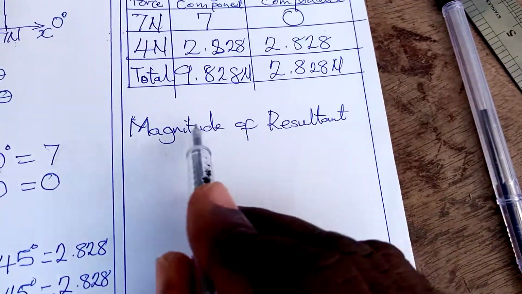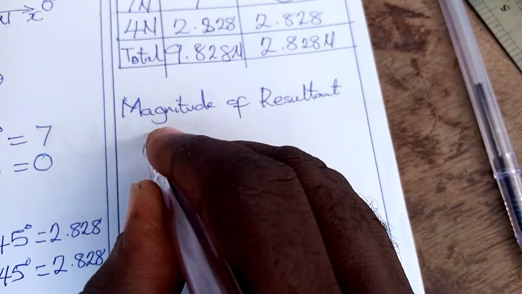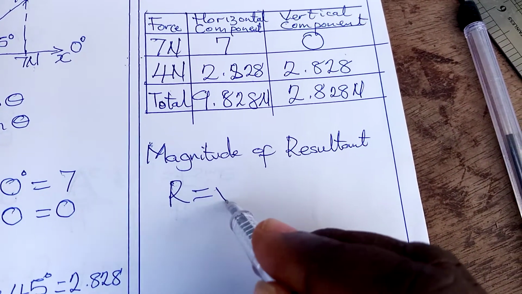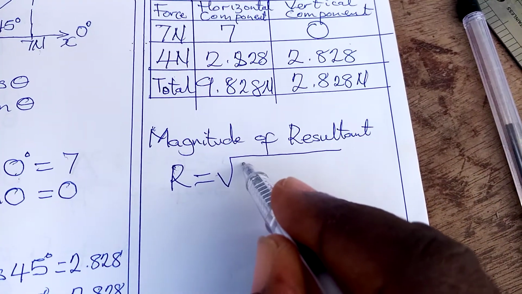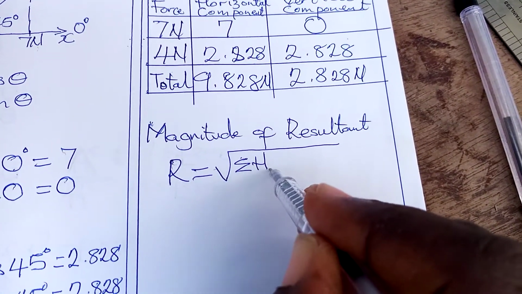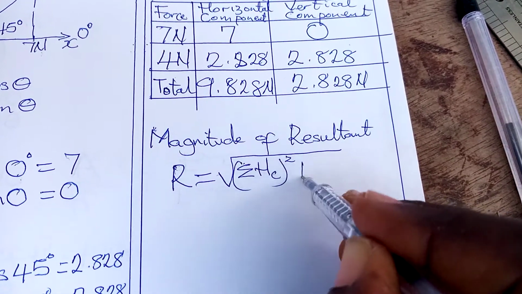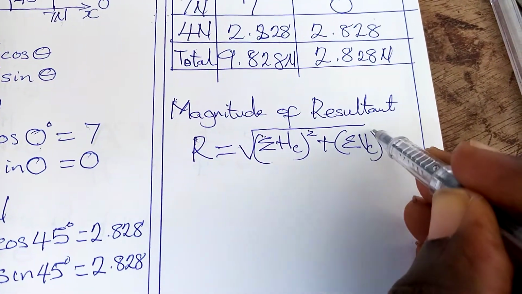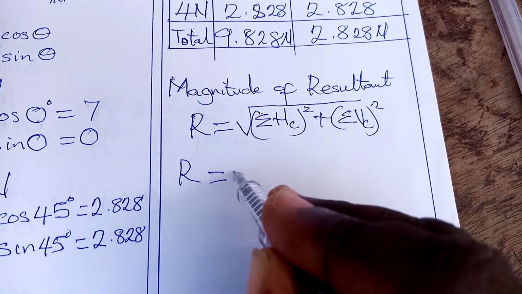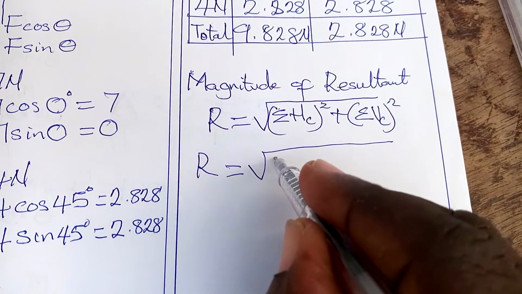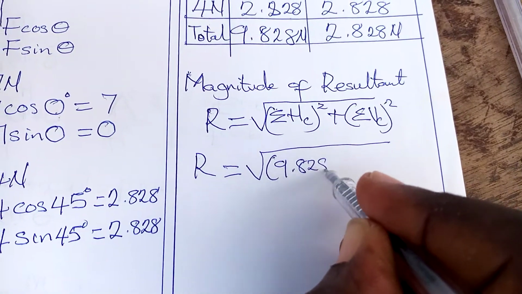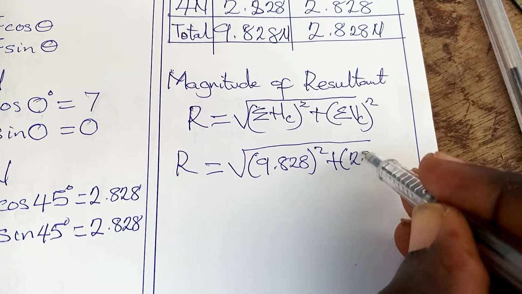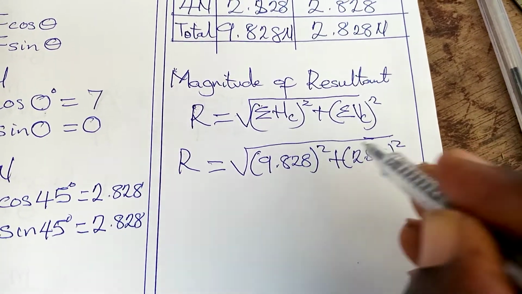So the next question now is to find the magnitude of the resultant. Let us represent the resultant by R, which is equal to, by formula, the square root of the summation of all horizontal components squared plus the summation of all vertical components squared. So R is now equal to the square root of 9.828 squared plus 2.828 squared.